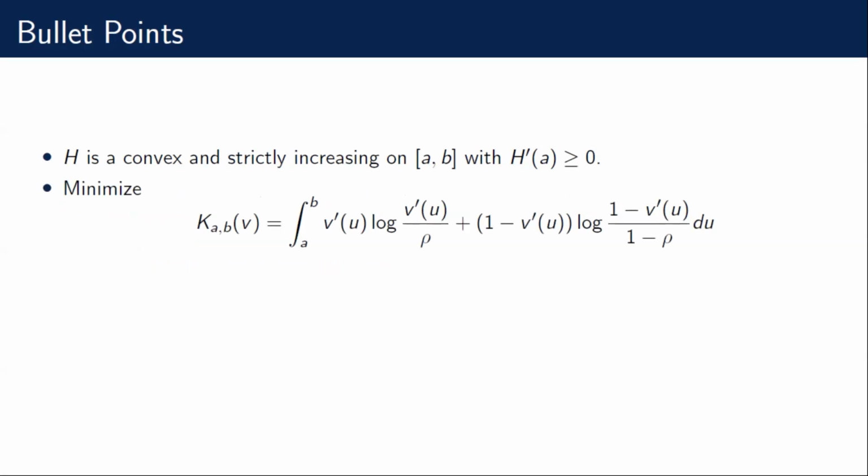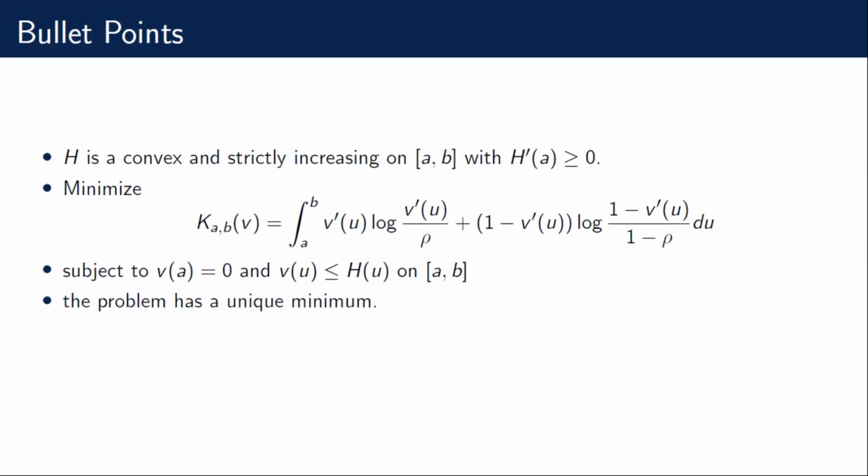And you minimize this, KABV, subject to VA equal to 0 and VU less than or equal to H of U on AB. So the problems we handled were this type of variation problems. You can solve this problem exactly by usual classical calculus of variation methods, and you get explicit solutions with explicit bounds, and the convexity conditions ensure that the minimizer is unique, and exact calculations match with the other rate function.